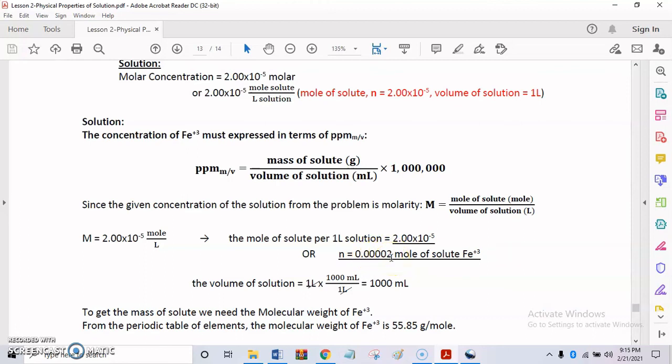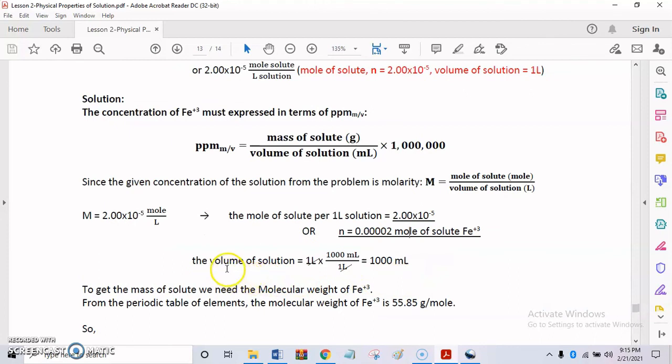0.00002. Yan yung ibig sabihin ng minus 5 niyan is 5 places bago mag 2. So, 1, 2, 3, 4, 5. So, sa 5th place is yung 2. Okay? So, the volume of solution is 1 liter. Iko-convert natin siya into 1,000 ml because ppm mass per volume is in terms of milliliter.